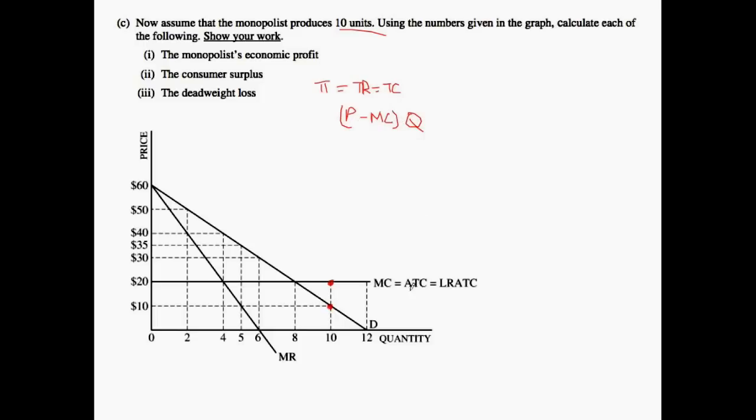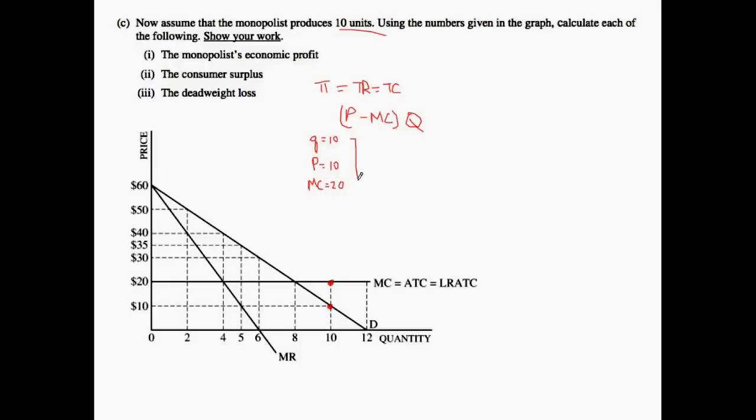And so from the actual graph, you can see that that marginal cost is actually interchangeable with average total cost and long-run average total cost. So a third expression could be price minus average total cost times quantity. So in this case, we have everything we need. In fact, we have quantity, which is 10, and we also have the price, which is 10, because that's what consumers are willing to pay. And then we also have what marginal cost is, which to the firm is 20.